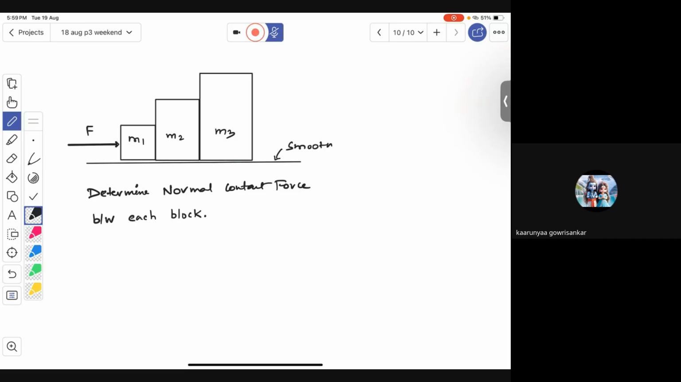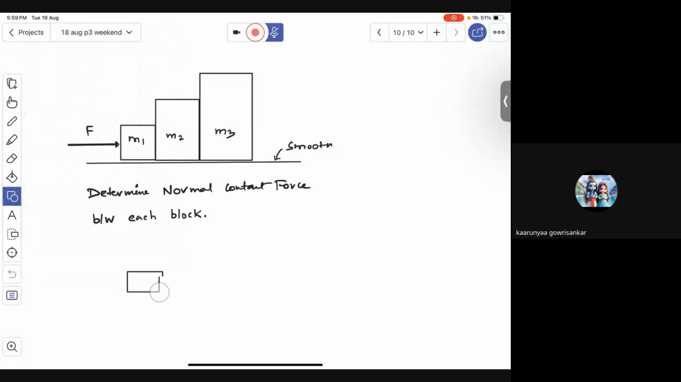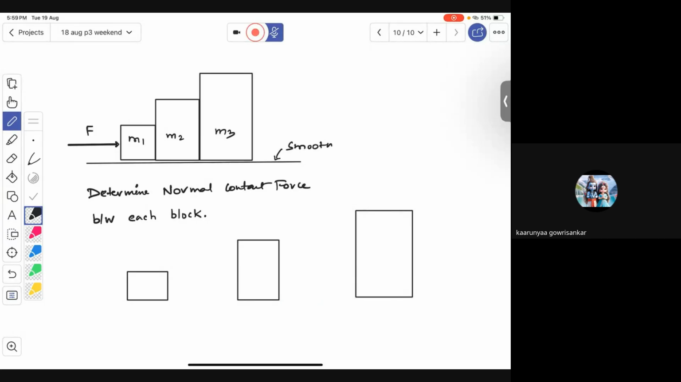So all of you just try to draw the free body diagram. One thing is sure that all these three will be moving together. So maybe I will assume that all of them are moving together.